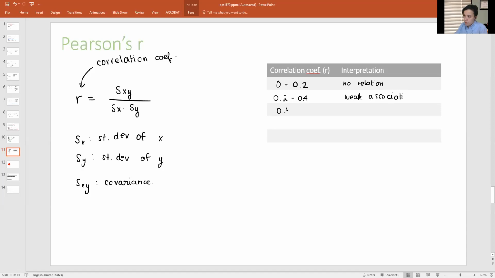Then, if we have between 0.4 and 0.6 for the correlation coefficient, this is going to mean that we have a strong association. No, sorry, not strong. Cross that. Moderate association. Then between 0.6 and 0.8, we're going to say that there's a strong association. Whereas if we have something between 0.8 and 1, this is going to correspond to a very strong association.